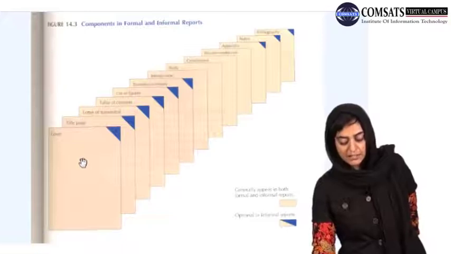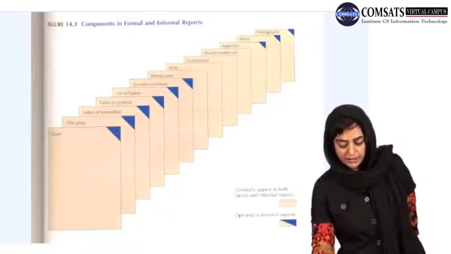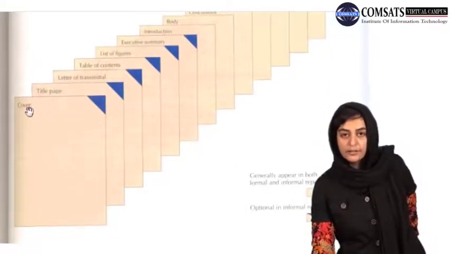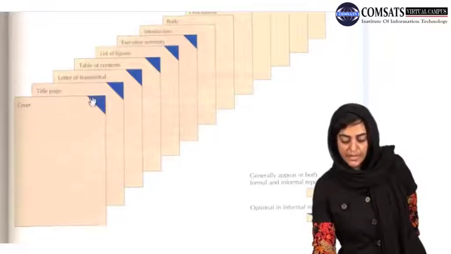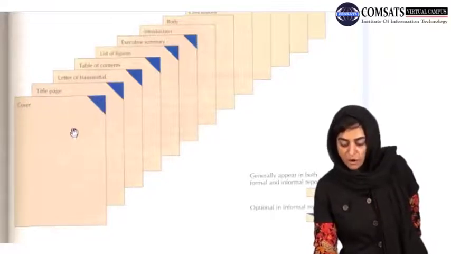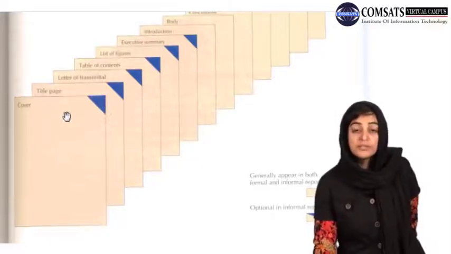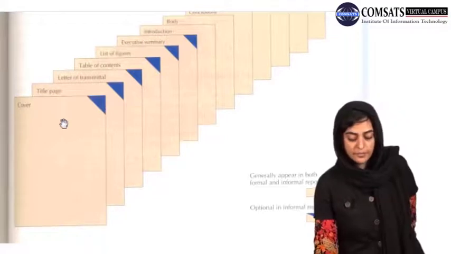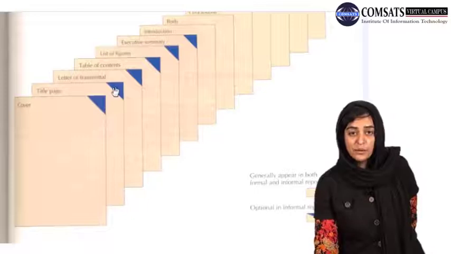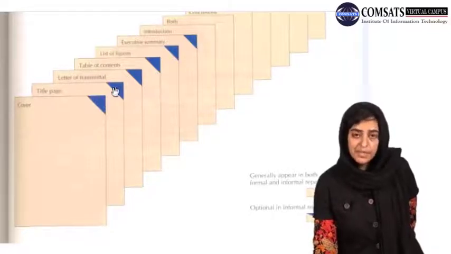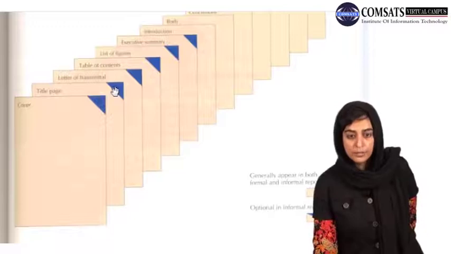The first part over here, as you can see, dear students, is the cover. Let me increase the size a bit for you so that you can understand it well. Cover, and this is having blue and yellow mark. That means this is optional for the informal report, and should be present in the formal report. Here, title page, again mixed mark, yellow and blue. That means it is optional for the informal report, whereas it might be an important part of the formal report.